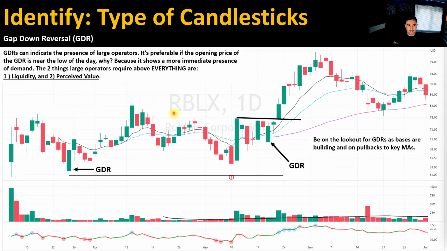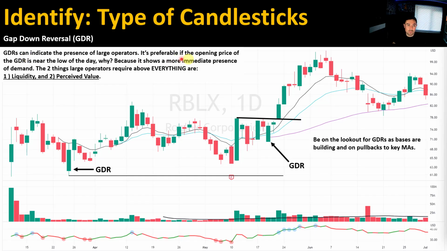So this is from the IPO of RBLX, probably a stock many of you are familiar with. So gap down reversals, GDRs, can indicate the presence of large operators. Certainly if you're thinking about the CanSlim type stocks, the TML, the true market leaders, where you'd be expecting the bigger boys to be playing, and guess what? Trying to shake out weak hands and accumulate shares as cheap as they possibly can.